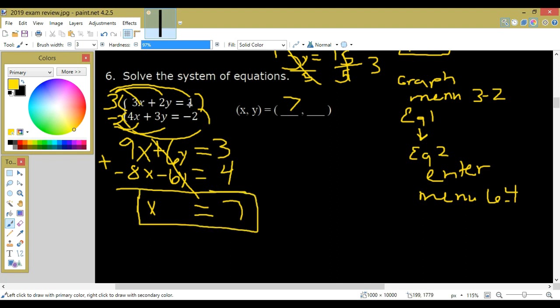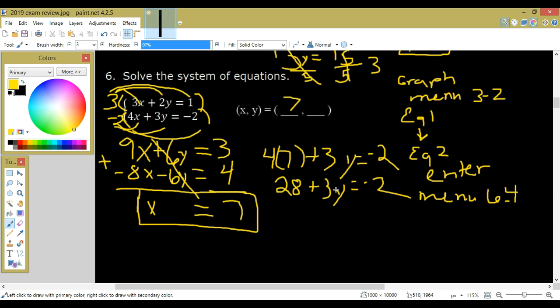Plug this into one of the original equations to find y. Let's plug it into equation 2. 4 times 7 plus 3y equals -2. 4 times 7 is 28. Carry everything else down. We want to get the y by itself. So first we need to get rid of the constant on that side. So subtract 28 from each expression.